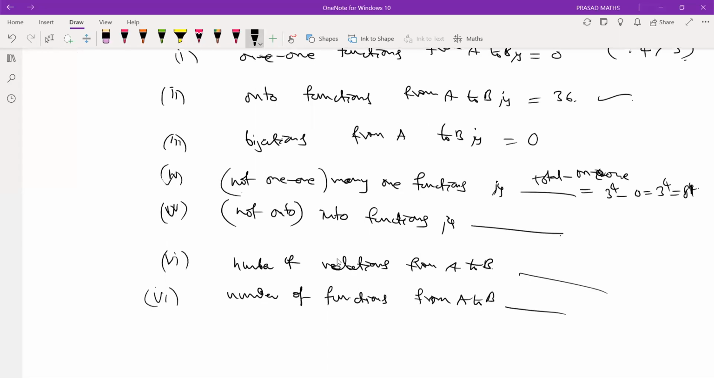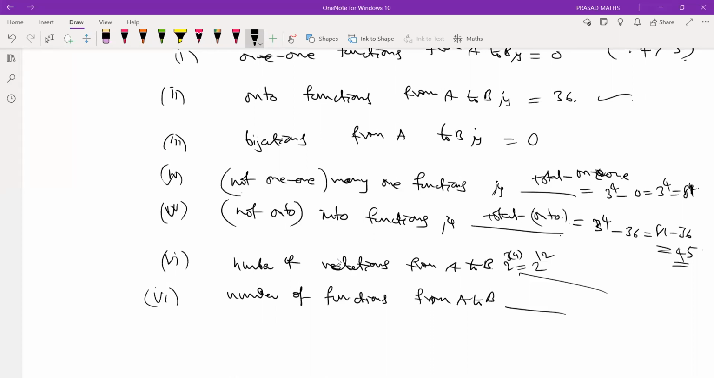Number of not onto functions means into functions. Not onto means we call it into. So what is it? Total functions minus onto functions. Total means 3 power 4, which is 81, minus 36. So 81 minus 36 is 45. Okay. Number of relations: 2 power 12, since 2 power 3 into 4 means 2 power 12.